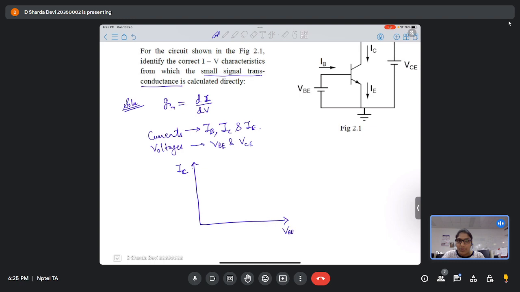IC versus VBE. Ma'am, exponential only. Yes, it is exponential. So the behavior will be exponential. Okay, so what about IB versus VBE? How is the behavior? It's exponential as well. Yes, it is also exponential, right? So this is what it was asked. Like, what is the behavior of IC as a function of VBE? So this is known as transfer characteristics.